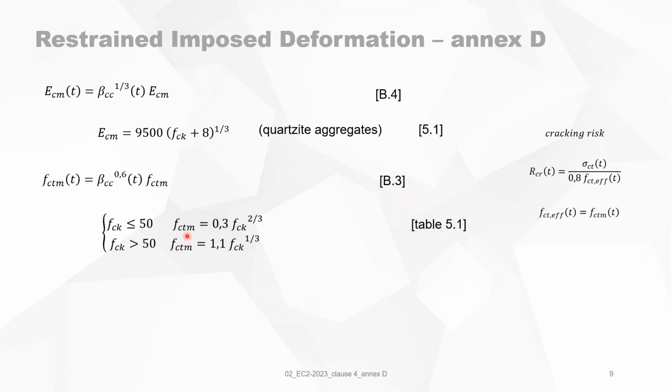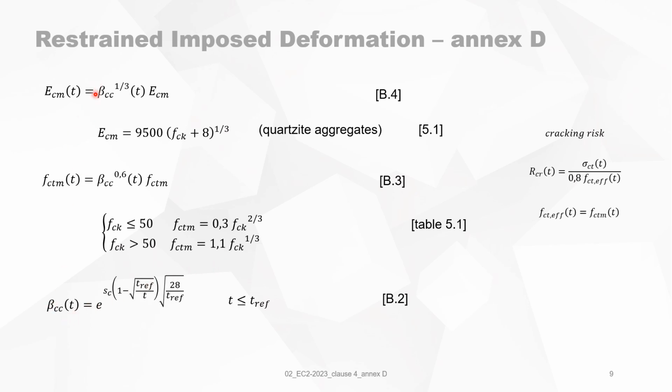The fctm is for concrete quality smaller than 50 megapascal. It's given by this formula, and for high strength concrete, it's given by this formula.